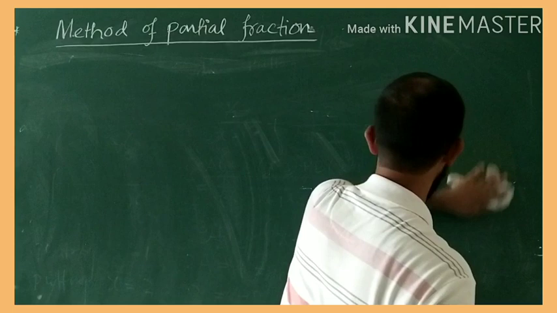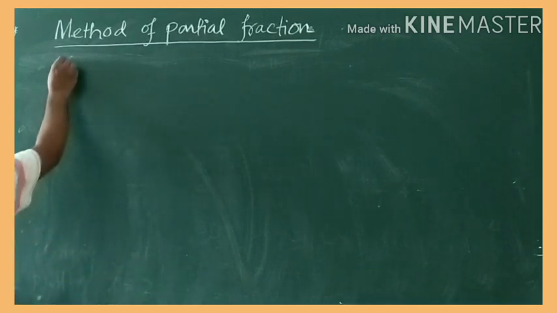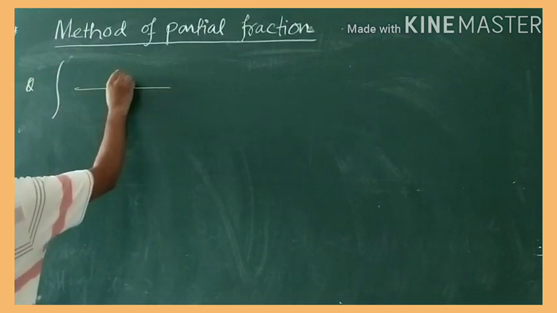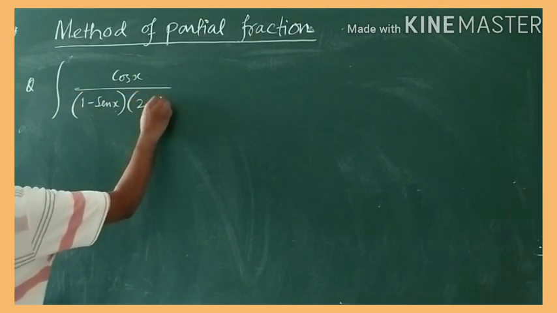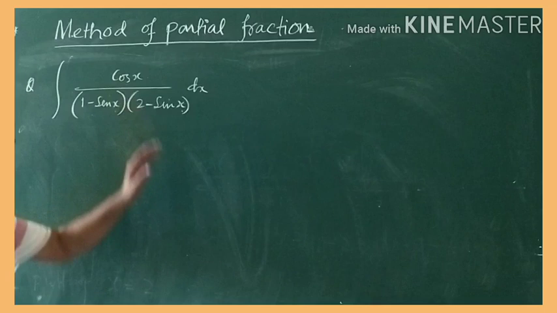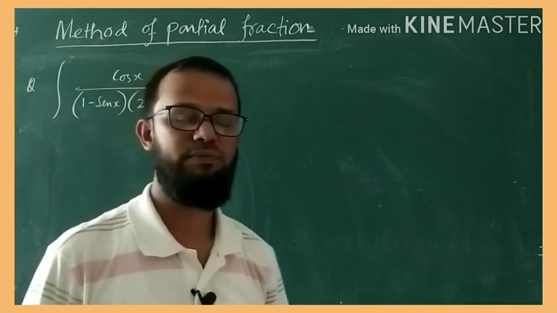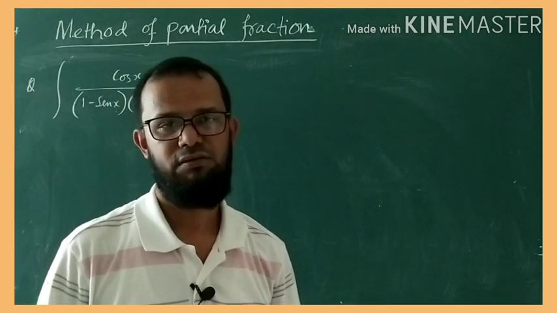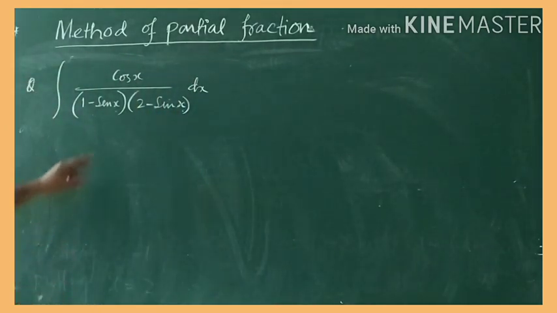Let us take another question. Integration of cos x by (1 minus sin x)(2 minus sin x) dx. So here you see your expression is in terms of a trigonometric function, and the rule of partial fractions applies where our function is an algebraic rational function. So we have to reduce it into an algebraic one. So what will we do first? That is the method of substitution here.